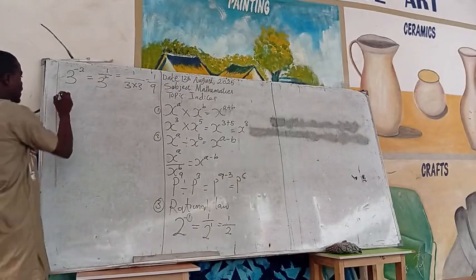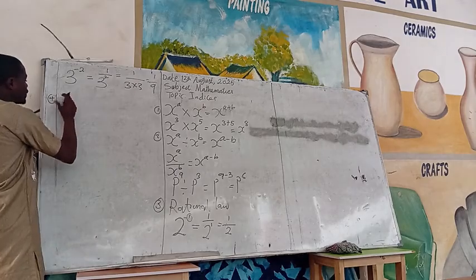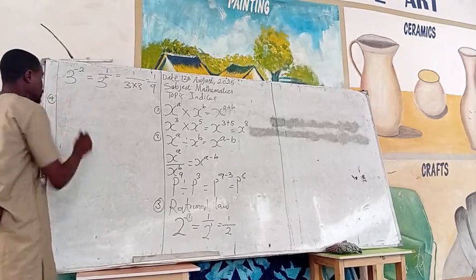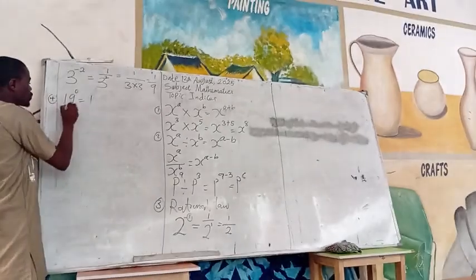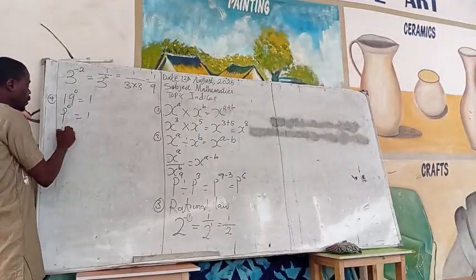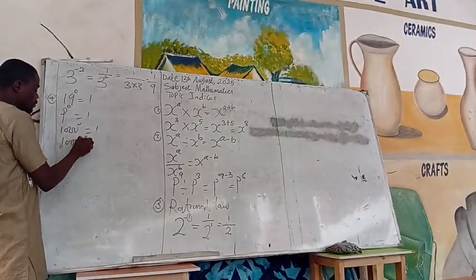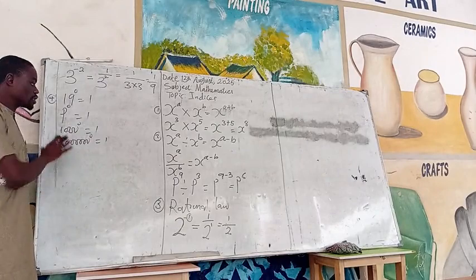And if you have another one, if something is raised to power 0, we are going to have 1. Anything raised to power 0 is 1. 19 raised to power 0 is 1. p raised to power 0 is equal to 1. 1000 raised to power 0 is 1. 1 million raised to power 0 is 1.